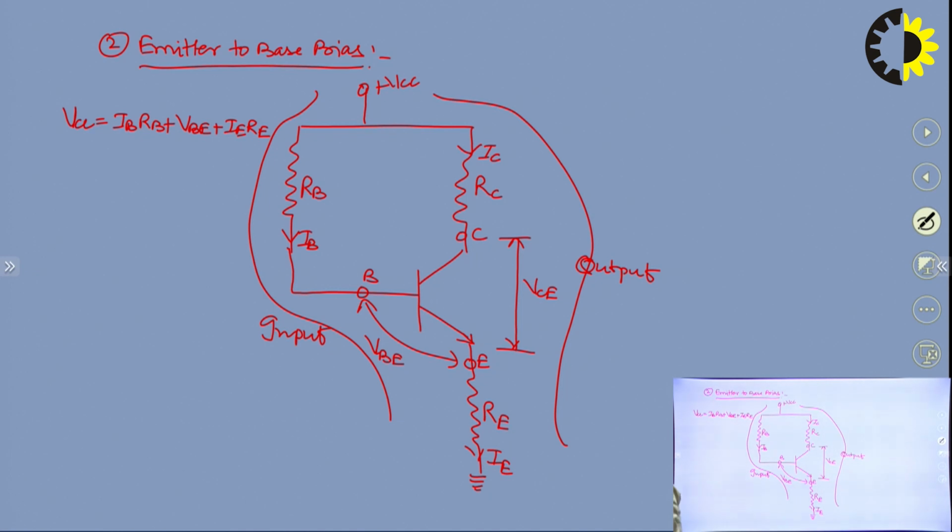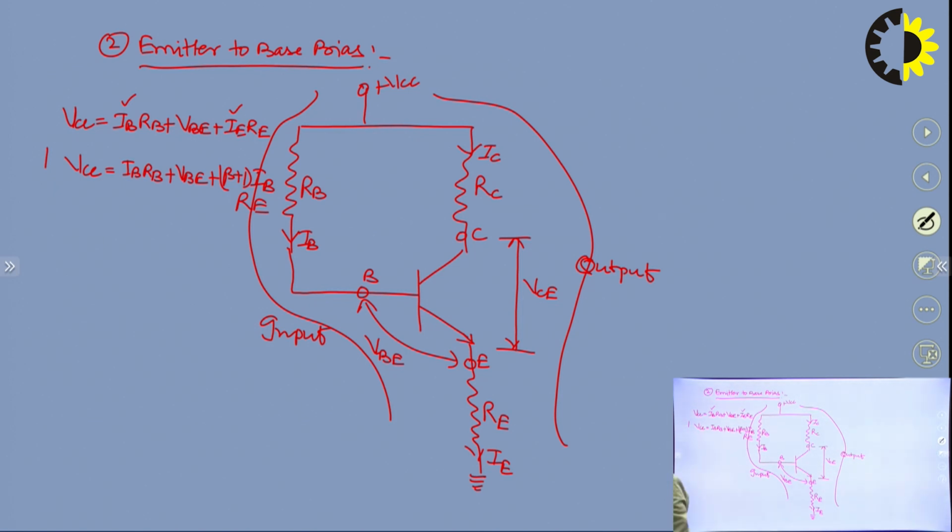Okay. Now first of all, our aim is to find the Q point, that is, we are interested in finding the value of IC and VCE. So for that I want to calculate this IB value, but here we have IE also, so we will change this IE in terms of IB. We can write VCC is equal to IB RB plus VBE plus (beta plus 1) times IB into RE.